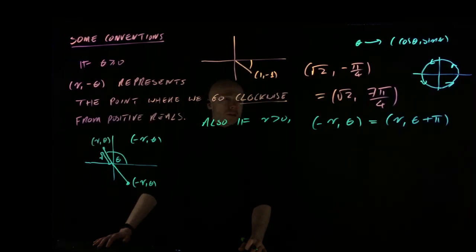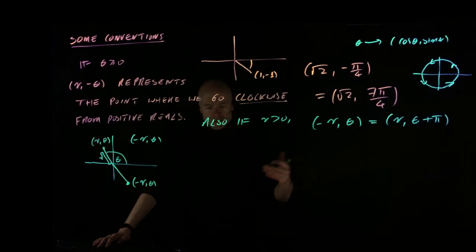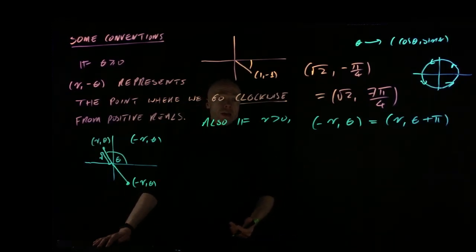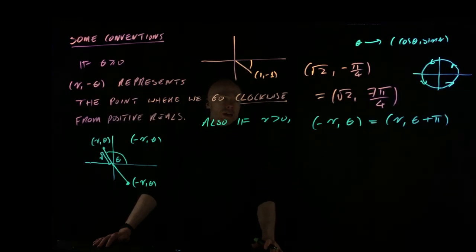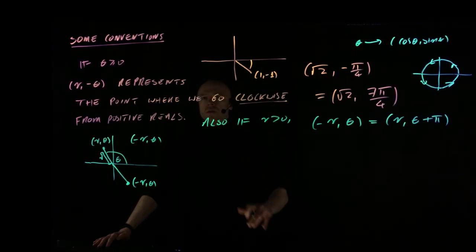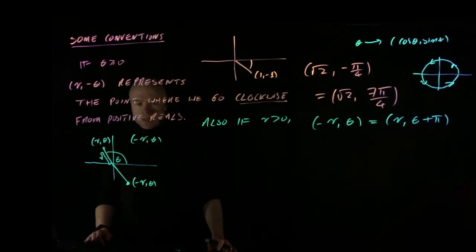And that's another convention. I started off telling you that r has to be positive and theta has to be between 0 and 2 pi. Actually, we do have a meaning for when r is negative and when theta is negative, but we just make some specific meaning for what those expressions are. And that's a useful thing to be able to do, as you'll see later.